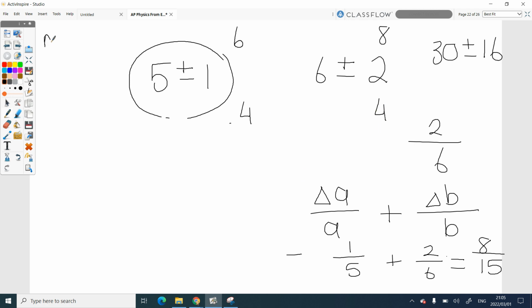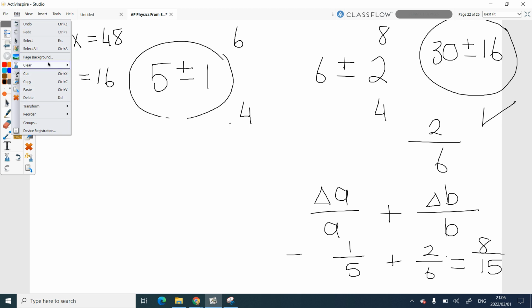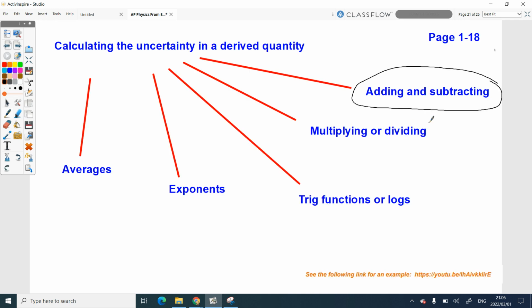So our maximum value is going to be 6 times 8, which is 48. And my minimum value is going to be 4 times 4, which is 16. And if we say max minus min divided by 2, we get 16. So that's just a way to check that I've done my calculation correctly. That's always a go-to for a check or a different way to do this. This is also going to be the case for division. So multiplication and division work exactly the same.